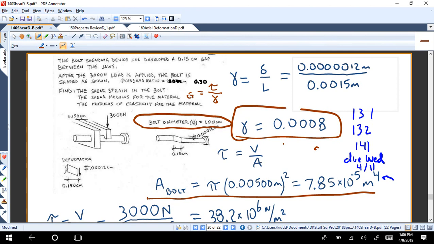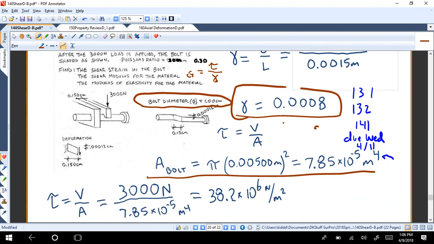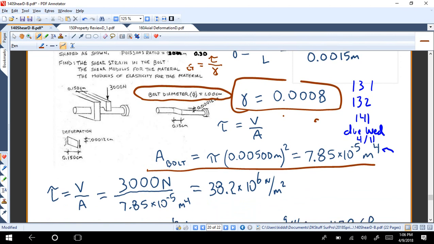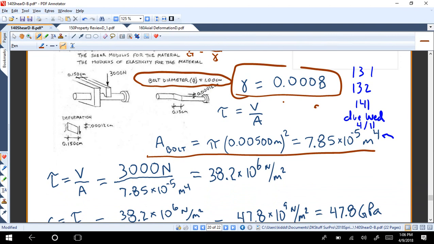All right, so now we got the area of the bolt, and we can get the shear stress. Okay, and this is V over A, so you just take that load that's applied, which is 3,000 newtons, and you divide it by that area. And I do want that in meters. I've got meters to the 4. I'm thinking moment of inertia there, but I think I want meters squared. So that's 7.85 times 10 to the minus 5. And I did that twice. Look at that. Should be squared. Okay, that should be meters squared.